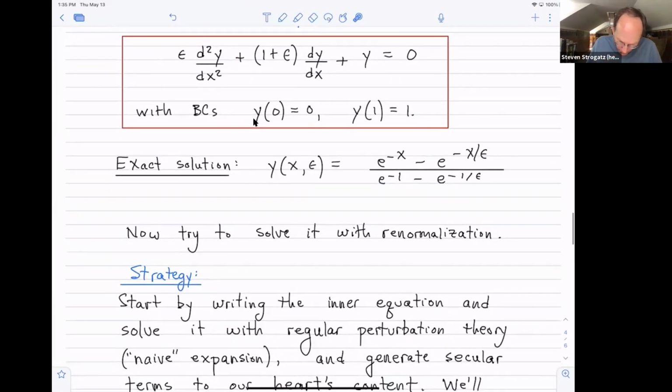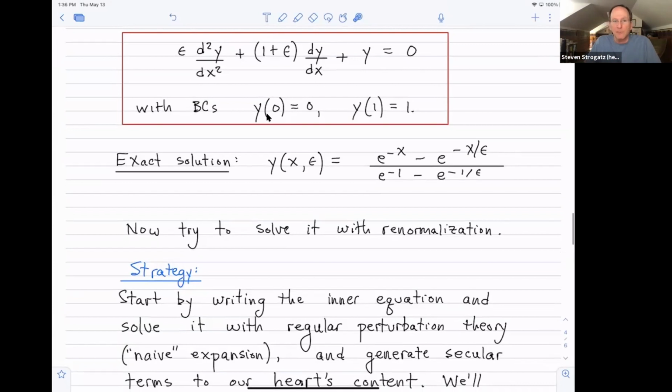So we'll write out the inner equation. Then we'll just naively solve it with regular perturbation theory. Goldenfeld and company frequently refer to this as the naive expansion. It's just what you would first think to do if you were using regular perturbation theory. And we know that it's naive from what we've seen throughout the course because it will generate all kinds of secular terms. Part of our methodology has been to find ways to get rid of those because they mess up our asymptotics.